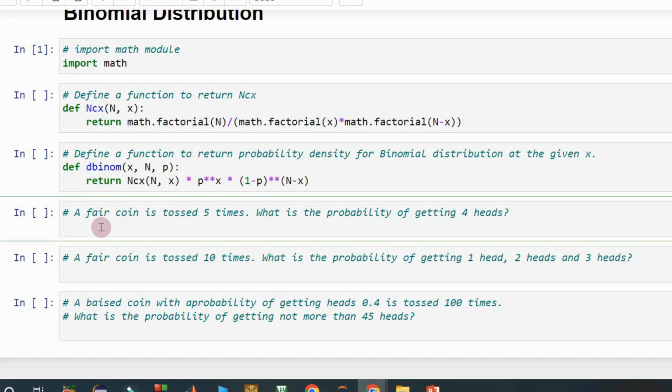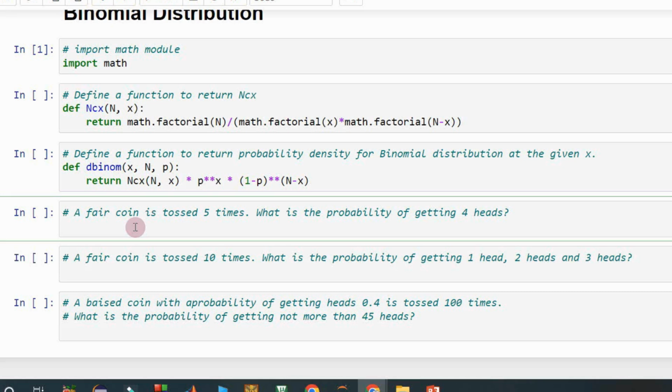Now there is a problem at our hand. A fair coin is tossed 5 times. What is the probability of getting 4 heads? If you observe the problem statement here, it is a fair coin. Fair coin means probability of getting heads is same as the probability of getting tails. Then the probability of heads is nothing but the probability of success if we consider. Then its probability would be 0.5.